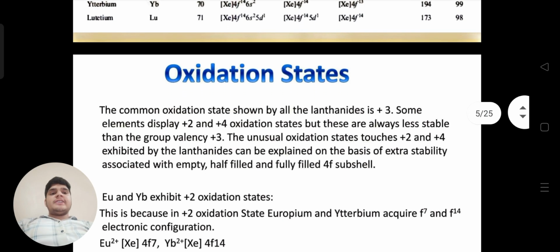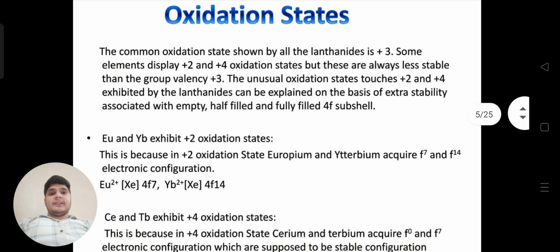Now let's see the oxidation states of the lanthanides and actinides. The common oxidation state shown by all the lanthanides is +3. Some elements also display the +2 and +4 oxidation states, but these are always less stable than the +3 valency. The unusual oxidation states +2 and +4 exhibited by the lanthanides can be explained on the basis of the extra stability associated with the empty, half-filled and fully filled 4f subshell.